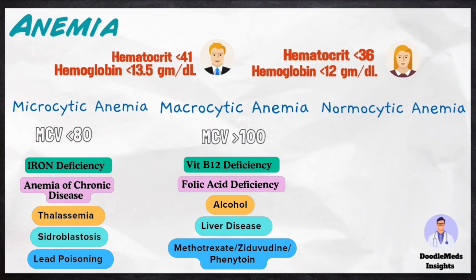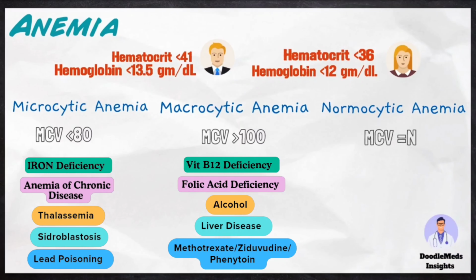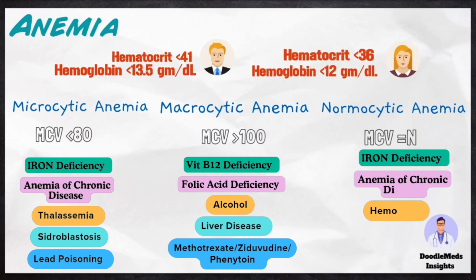Normocytic anemia is characterized by a normal mean corpuscular volume. This can be from an early form of the conditions such as iron deficiency and anemia of chronic disease, as well as most forms of hemolysis and aplastic anemia.